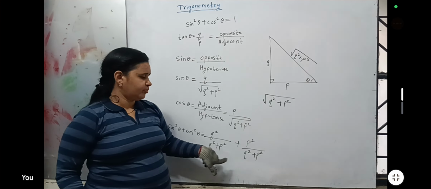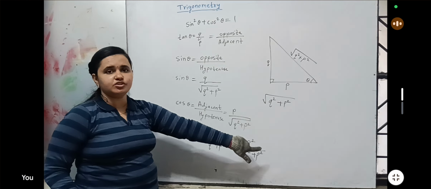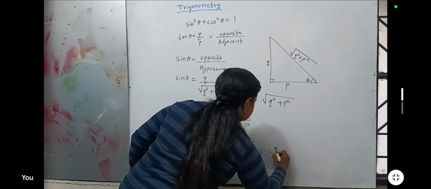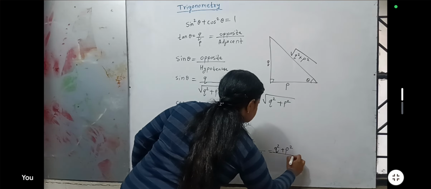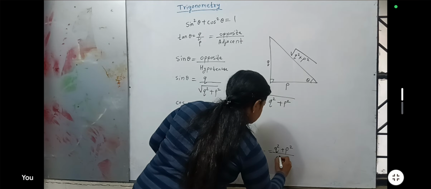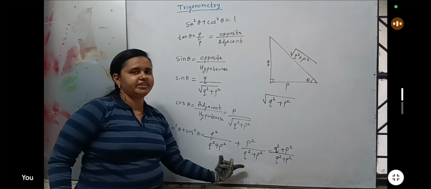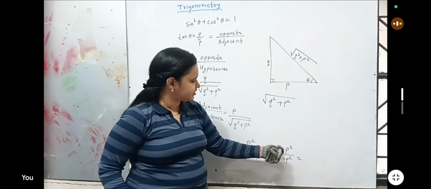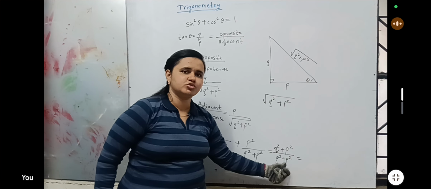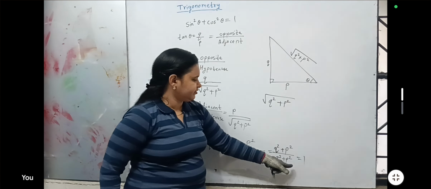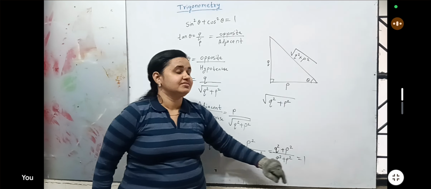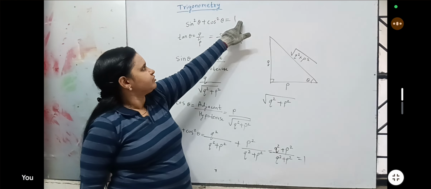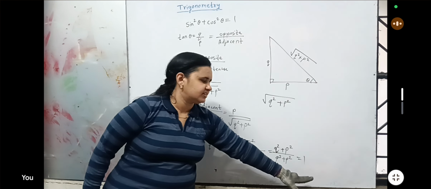Now the denominator here is the same, so you can directly add the numerators. If the denominators are same, you can directly write the denominator as it is. So here it is q square plus p square, here also it is q square plus p square. So what will we get? We will get 1. And we can also directly write it, as this is the identity sin square theta plus cos square theta equals to 1. And by solving, we also get the answer as 1. Okay?